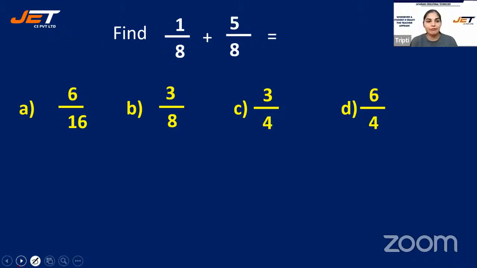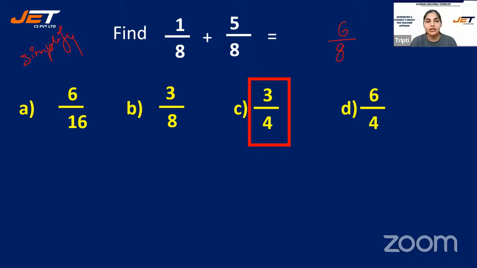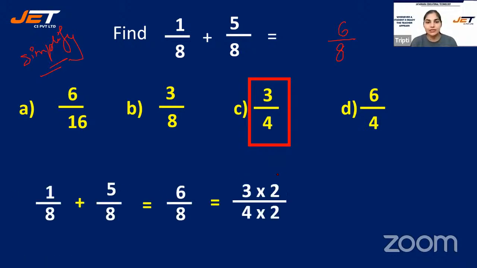1 by 8 plus 5 by 8. So 1 plus 5 is 6. 8 will be as it is. 6 by 8 is the right answer, but there is no option of 6 by 8. So here we have to simplify the given fraction. How do we simplify? 1 by 8 plus 5 by 8 is 6 by 8. 6 can be written as 3 times 2 and 8 can be written as 4 times 2. 2 is common in both. So 2 cancels. The answer is 3 by 4.